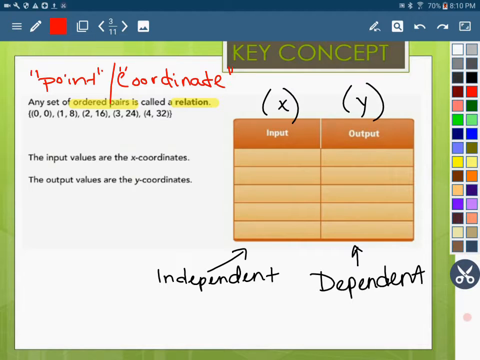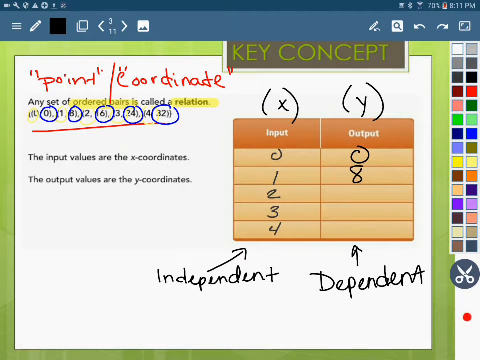Okay, so I can take all of these points that I have listed and I can actually feed them into the table by reading off all of the x values. Okay, so my x values that I see are 0, 1, 2, 3, and 4. So I'm going to write that in the input column. 0, 1, 2, 3, and 4. All of my outputs are going to be 0, 8, 16, 24, and 32. And so I've just created an input-output table from my relation.